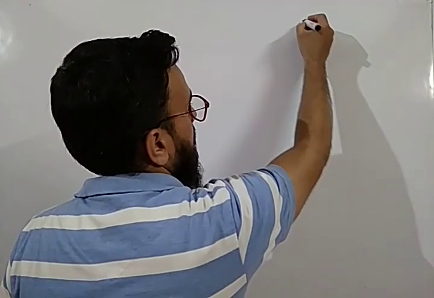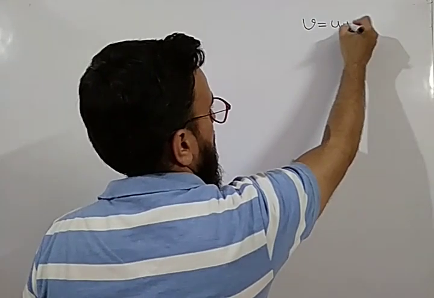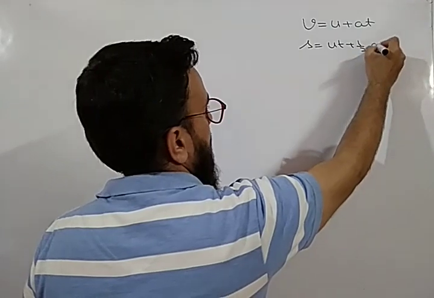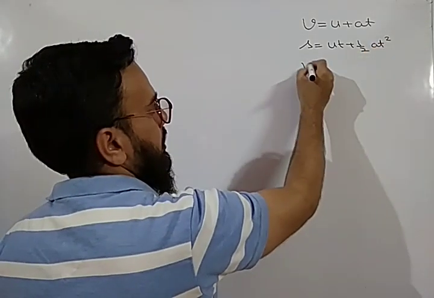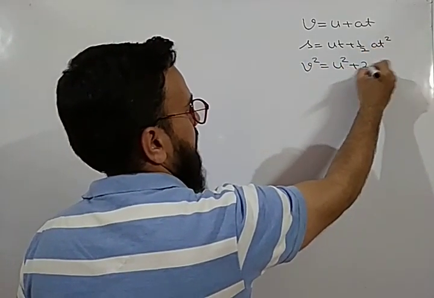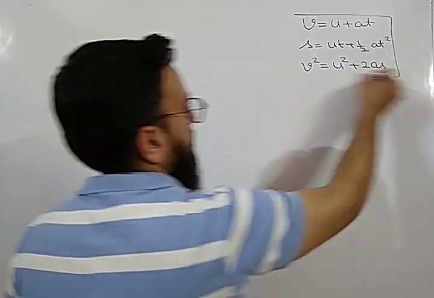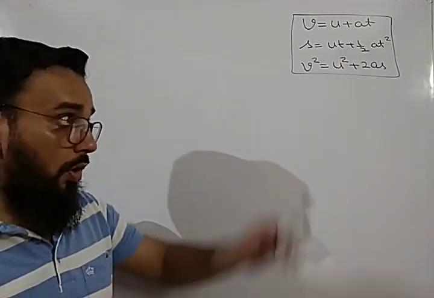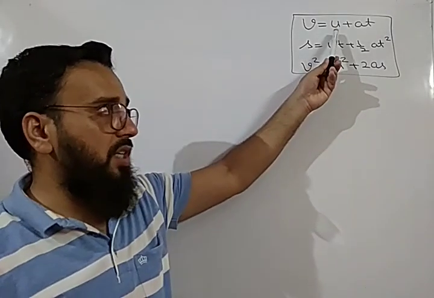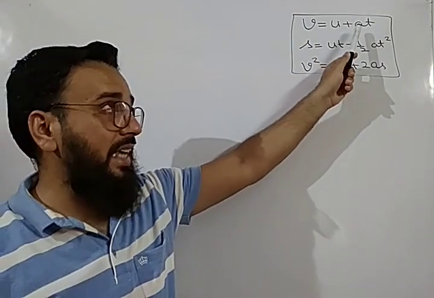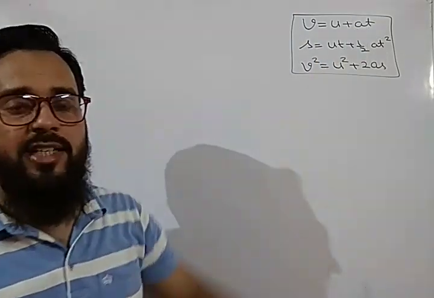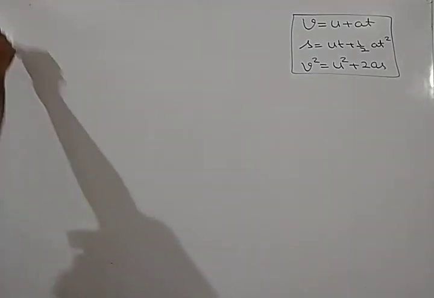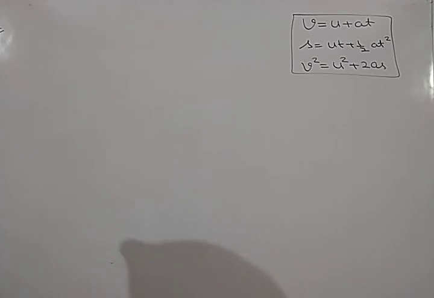So there are three equations. I am again writing the equations. First equation is v is equal to u plus at. Second equation is s is equal to ut plus half at square. And third equation is v square is equal to u square plus 2as. On the basis of these three equations you will solve the questions. You should know all the terms: u is initial velocity, v is final velocity, a is acceleration, t is time, and s is displacement. So now I am going to start the questions. Let us take the first question.